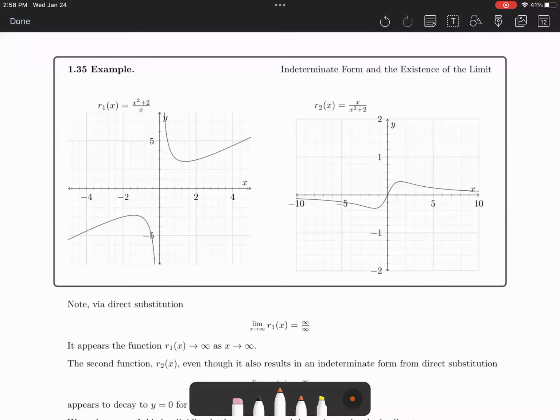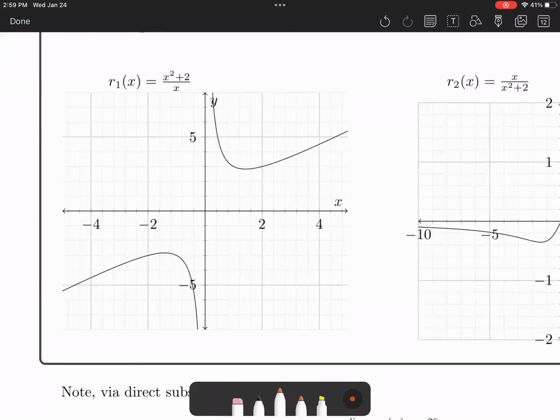Example 1.35, just like example 1.30 and 1.20, we are not going to walk through the algebra on how to solve this limit. Here, I just want to give us two examples of the situation where we have an indeterminate form, one of which yields a limit, the other of which does not yield a limit.